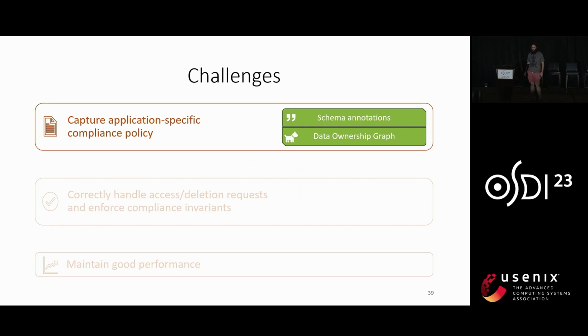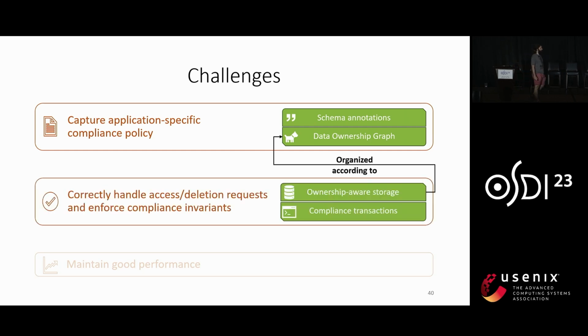OK, so we just saw how K9db captures application-specific compliance policies and represents them using the DOG. Let's now look at how K9db enforces this policy to correctly achieve compliance. K9db does so by relying on an ownership-aware storage layer. And this storage layer is configured by the DOG and has built-in support for deletion and access requests.